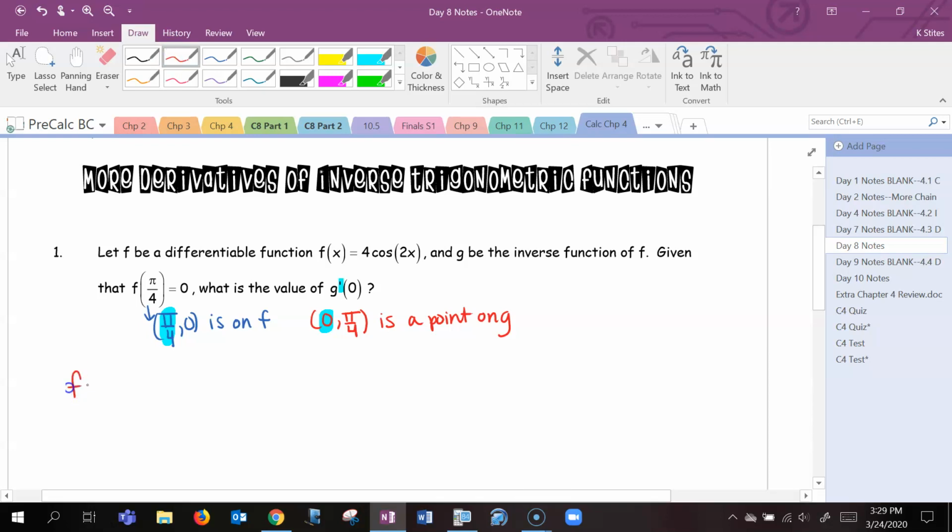So let's find our inverse. Or excuse me, let's find our reciprocal, I should say. We have 4 cosine 2x. So chain rule, start with the cosine. So negative 4 sine 2x when we take the derivative. Multiplied by, don't forget the derivative of the inside, derivative of 2x is just 2.